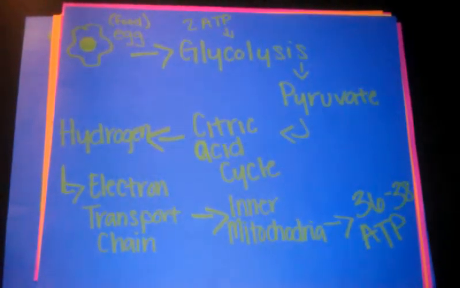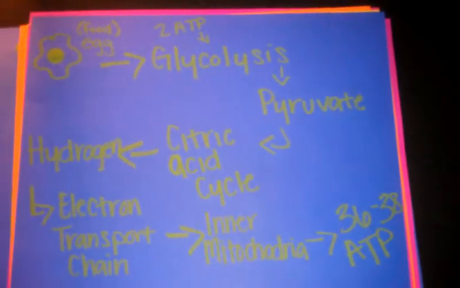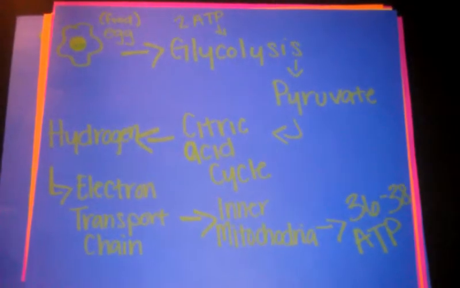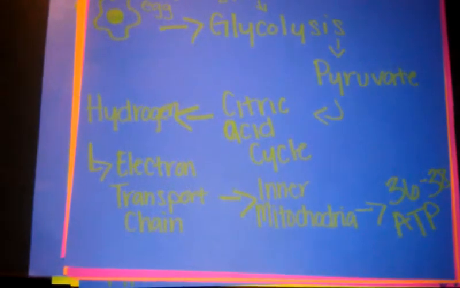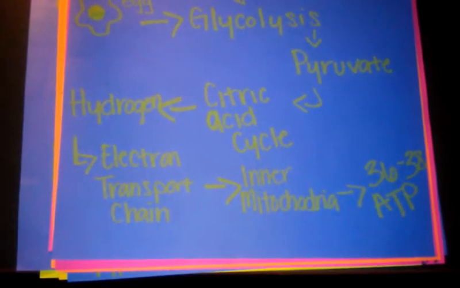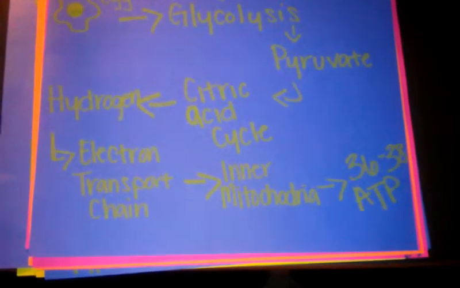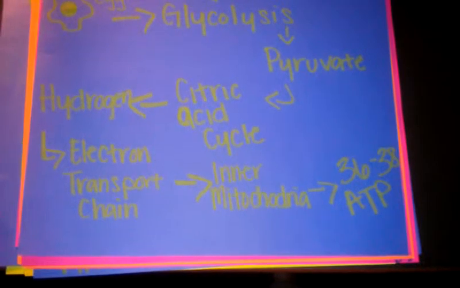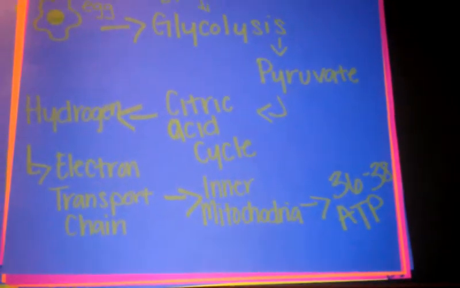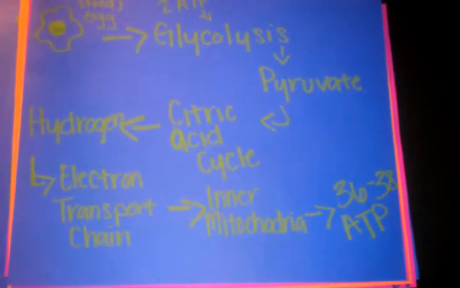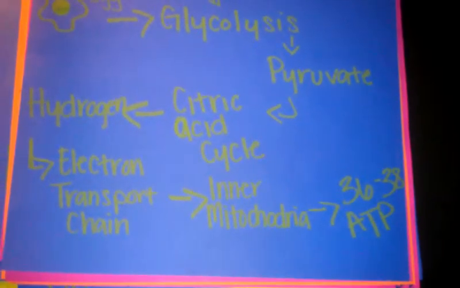The food goes to glycolysis, which equals 2 ATP, then it goes to pyruvate, then forms the citric acid cycle. Then it goes to the electron transport chain, going into the inner mitochondria, and finally making 36 to 38 ATP.